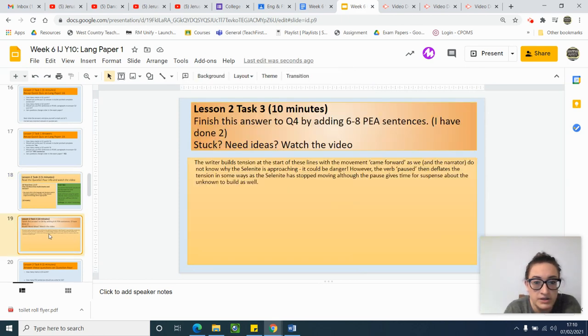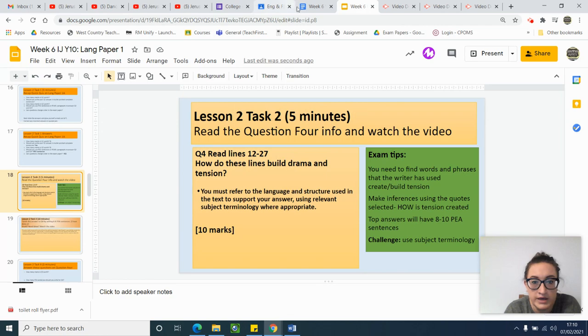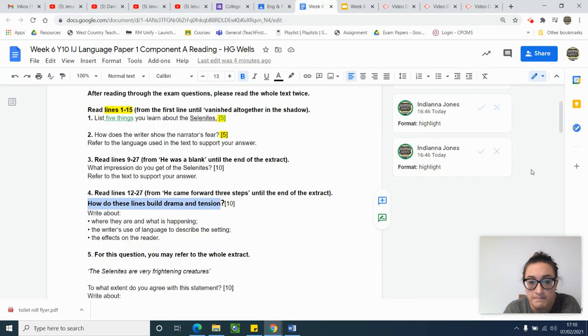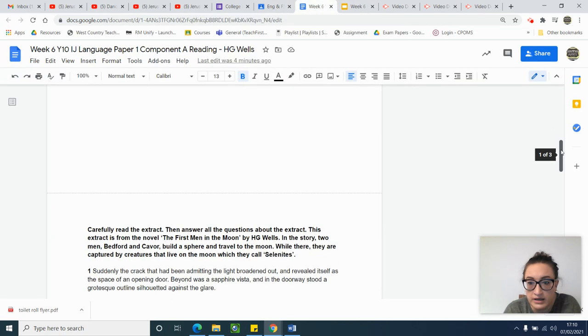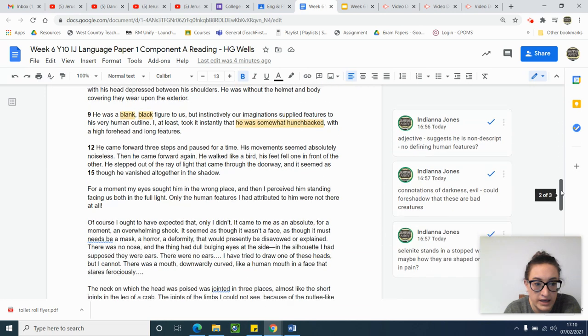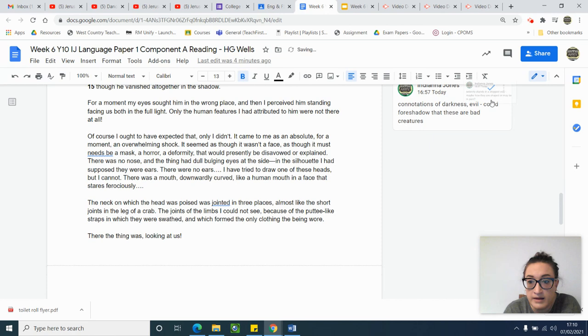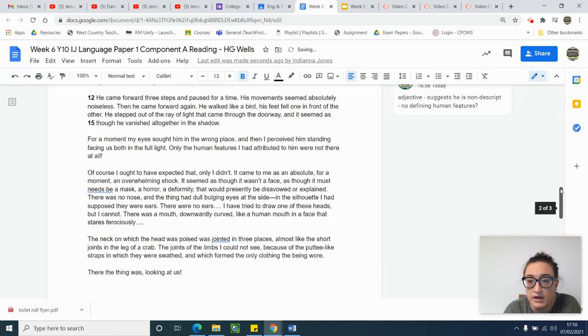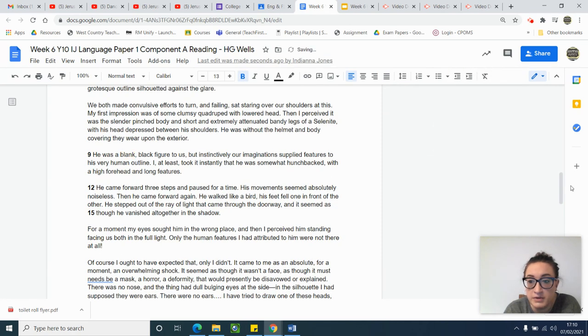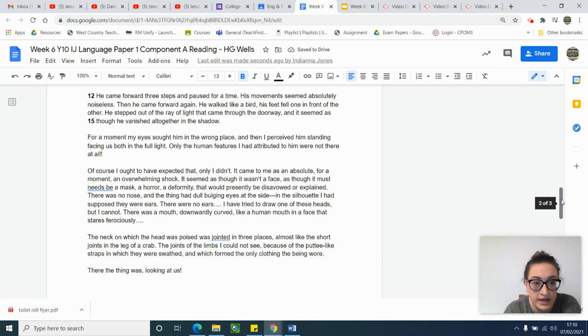Okay, so if we just go to the extract, I'm going to read lines 12 to 27 and highlight anything that I think is creating tension while I do it. Okay, so that should be highlighted in the document that you get, and should be able to help you to pick out some evidence.